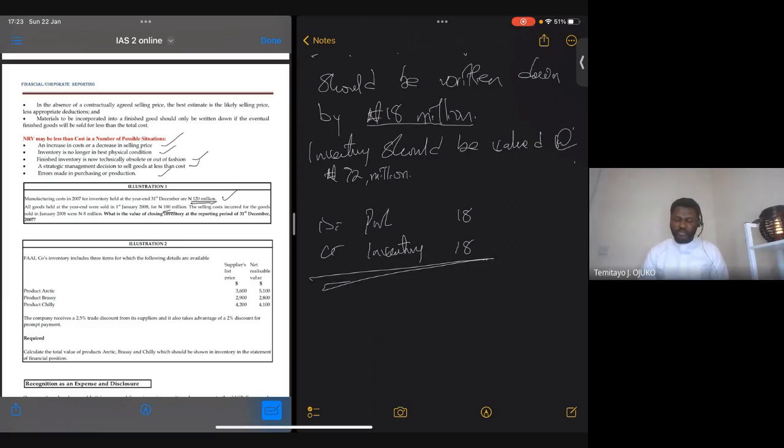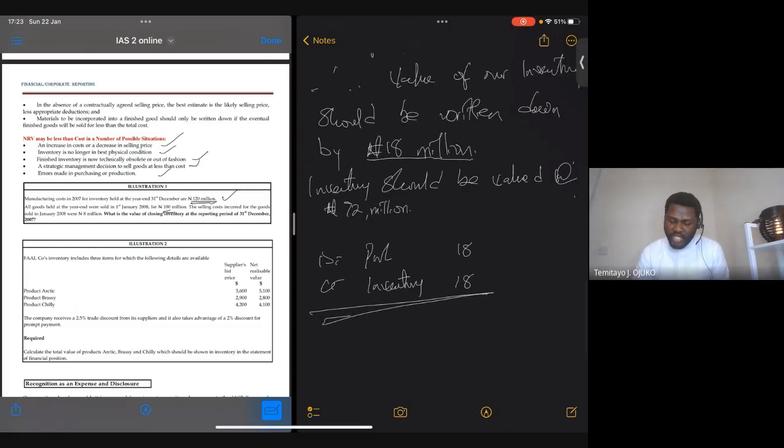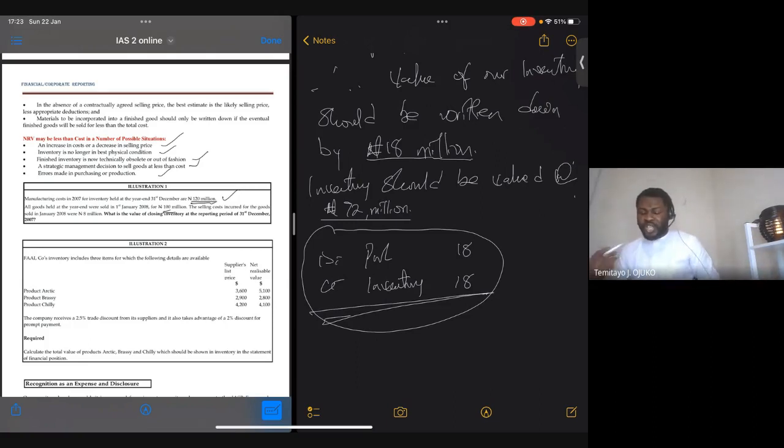Okay. So it's not a difficult thing. What is the value of the inventory at the reporting date? The value of the inventory is 92. For you to account for this, this is the accounting entry to do that. Because in the trial balance of the company, they would have recorded inventory as 120. But now, because you're trying to value it based on IFRS, IAS 2, you have to debit your P&L and credit your inventory with 18. Okay. So that's that about that.